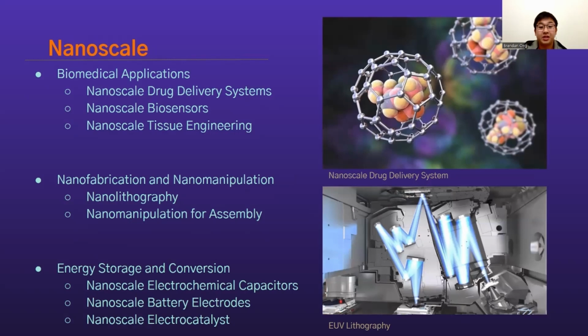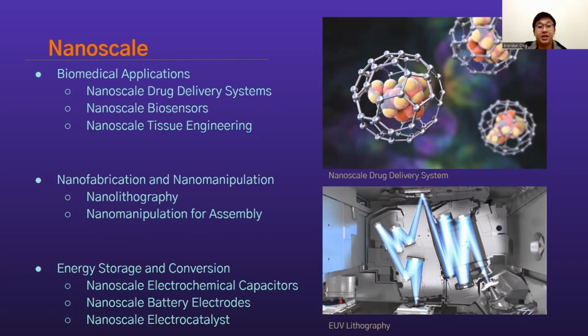For drug delivery systems, electrodeposition can be used to capture nanocarriers for targeted and controlled drug release at the cellular level. In biosensors, it is used for fabricating nanoelectrodes for detecting biomolecules with high sensitivity and specificity. As for tissue engineering, it is used for building nanoscale scaffolds with precise architecture for directing cell growth.